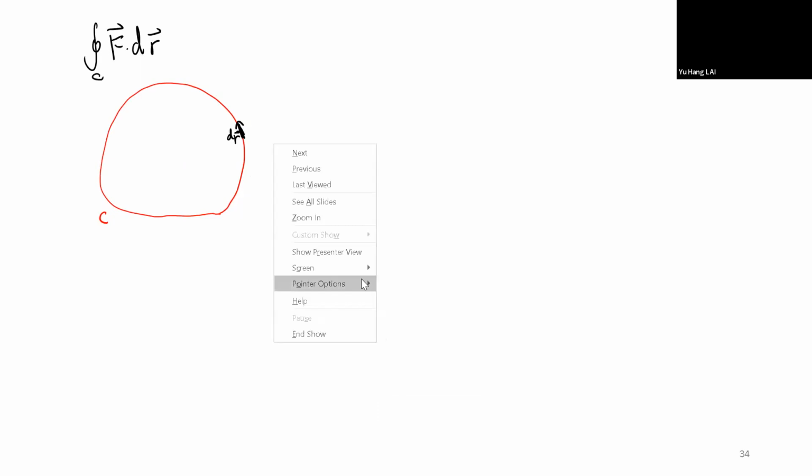Suppose this is my f vector at this point here, and because of this f dot dr, when we do this, that means we only care about the component of the f that is parallel to the dr. Or I call this the tangential component of f. I call it tangential because it's tangential to my curve C. It's parallel to dr.